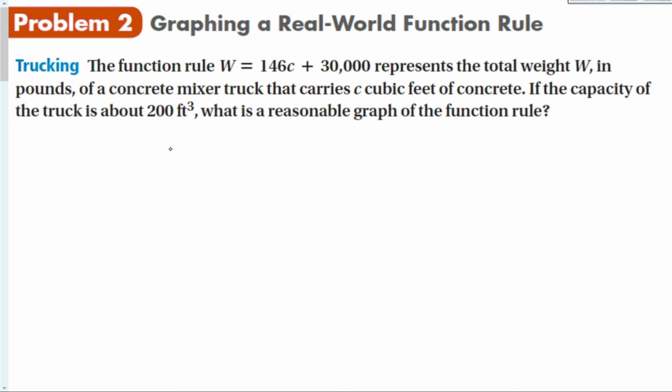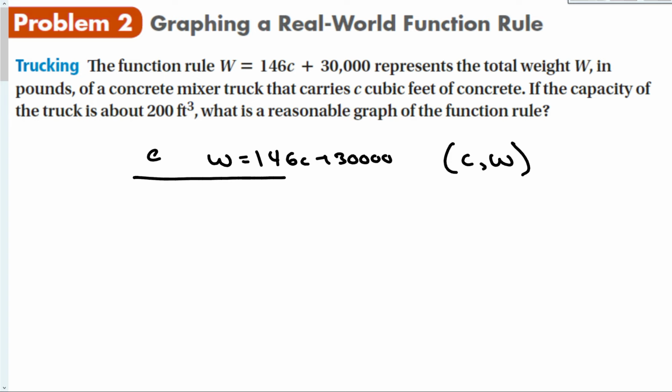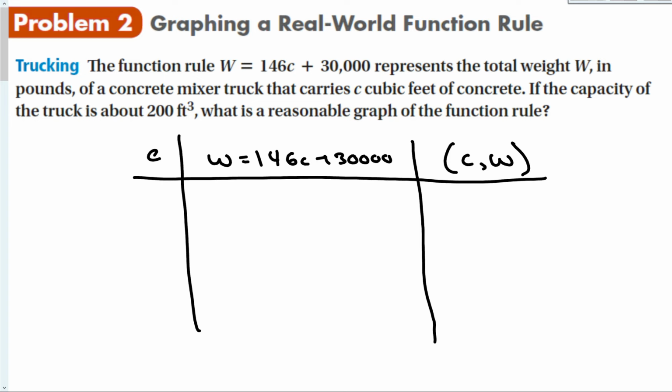My input to this function, so I'm going to make a table, and my output to the table is going to be W. So my input is going to be C. What I'm going to calculate is that W is equal to 146C plus 30,000. And my output is going to be an ordered pair, which is going to be little c, comma, W. Okay? So here's my table, just like that.